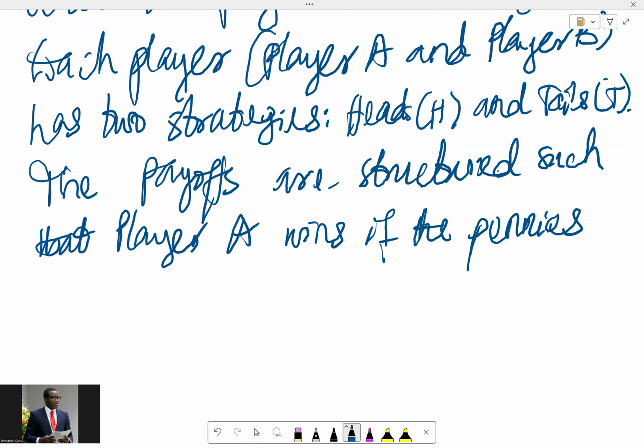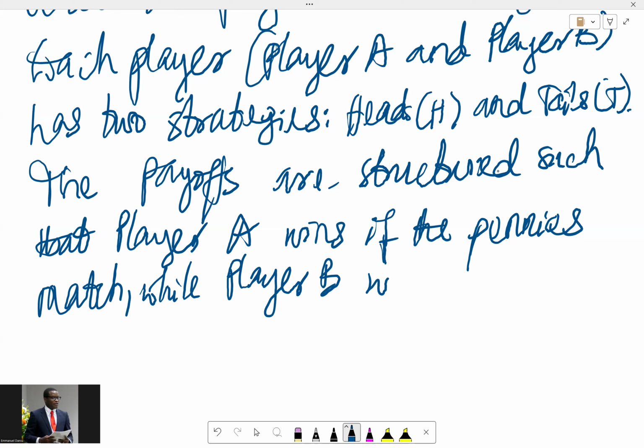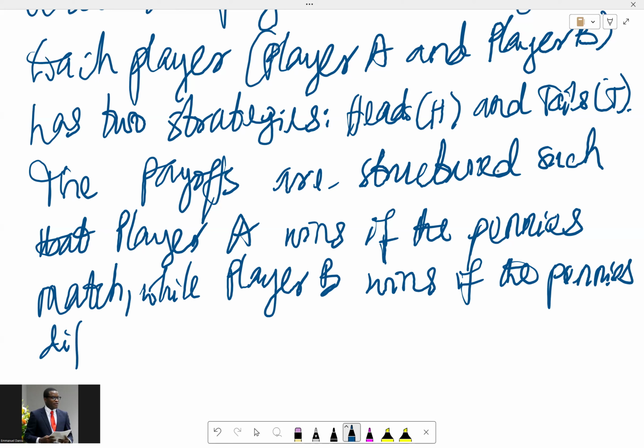Now this is different from the rock, paper, scissors game. If the strategies match in rock, paper, scissors, they both tie and get 0-0. But here, to win a point, the pennies have to match. So the payoffs are structured such that player A wins if the pennies match, while player B wins if the pennies differ. Okay.